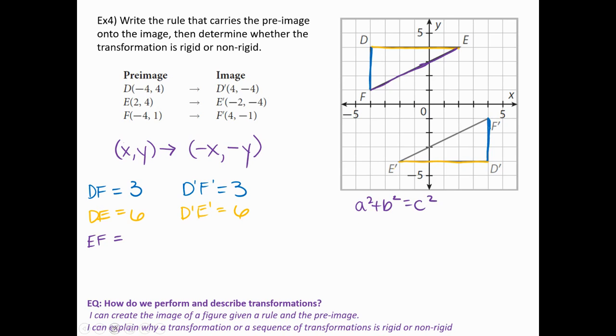And actually, without even doing Pythagorean theorem, you should be able to tell me that these two sides are going to be the same, because when I look at my numbers for the sides for both triangles, they are the same. So I really only have to do this once just to prove it. 3 squared plus 6 squared equals c squared. 3 squared, I would get 9. 6 squared, I get 36 equals c squared.